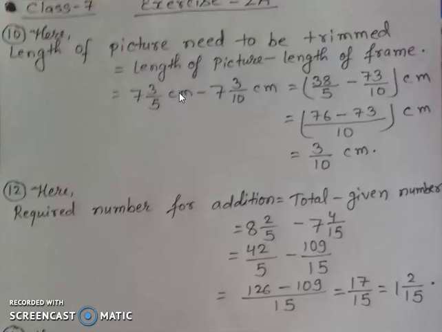So by watching here we can understand, yes, this picture is bigger than the frame. So here I had written the length of picture to be trimmed is equal to length of picture minus length of frame. And the length of picture is how much? 7 3 by 5 centimeter minus 7 3 by 10 centimeter. This is the length of frame. What I had done? Simply I had changed it into an improper fraction, then I had subtracted.